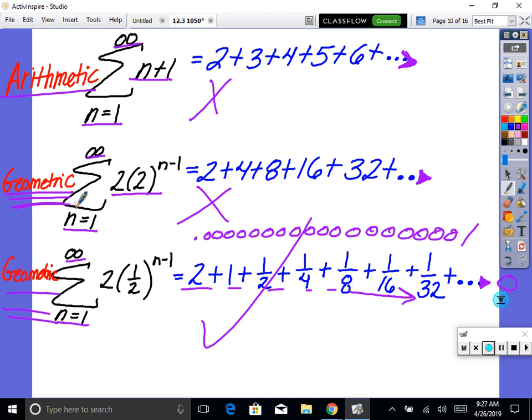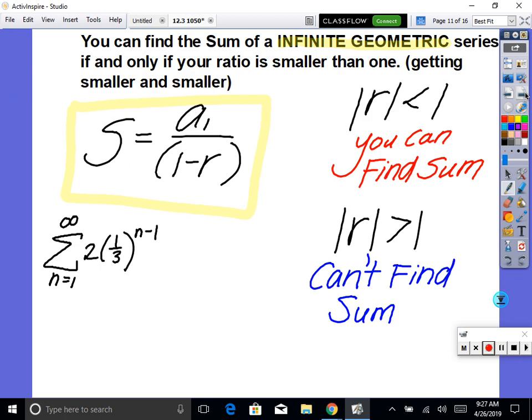Yeah. So you're saying if it's getting larger and larger, if you're timing by something greater than 1, it's getting bigger and bigger, you can't find the sum. If it's getting smaller and smaller, if it's a fraction between 0 and 1, then we can find the sum. Good. That is by definition this. This is where you'd want to write it down: you can find the sum of an infinite geometric series if and only if the absolute value of your ratio is smaller than 1.